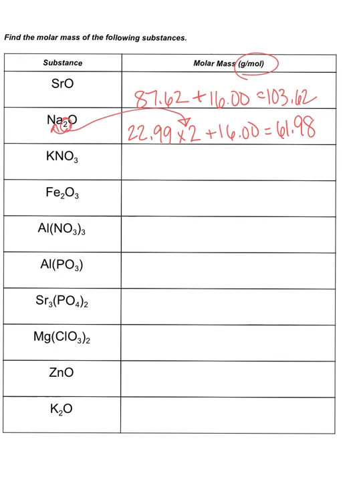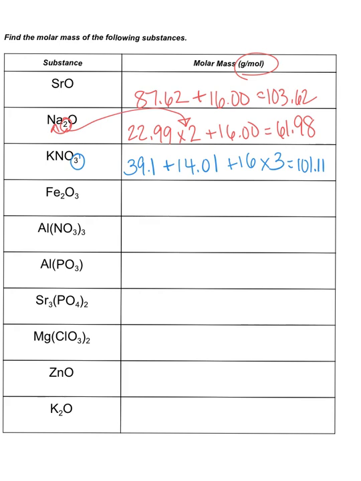The next one is KNO3. There's one K, so I find the molar mass of K is 39.1. The molar mass of N is 14.01. And then the molar mass of O is 16.00 times 3, because there's 3 of them. So I'm going to add up 16 times 3 is 48, plus 14 plus 39, and I'm going to get 101.11 grams per mole.